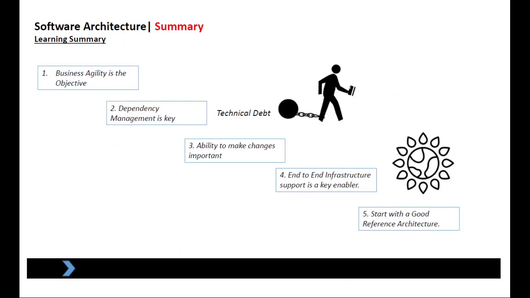So in short, with the new contemporary architectures, we are looking at business agility as the objective, and dependency management and technical debt should be in control so that we can continuously evolve faster in the forward direction, with the ability to make changes, so that the dependency is contained in single responsibility angles, and dependencies are more structured, more organized as smaller, granular elements, and end-to-end infrastructure support plays a very important role. And obviously, the most useful starting point for any great architecture is a good reference architecture.